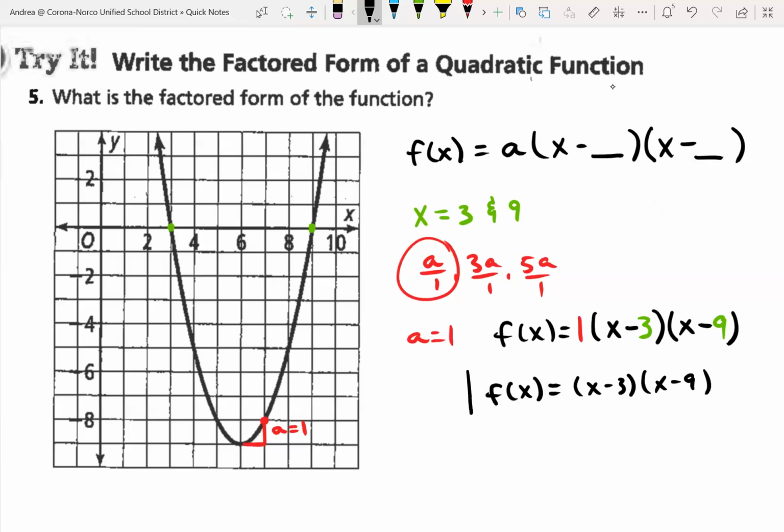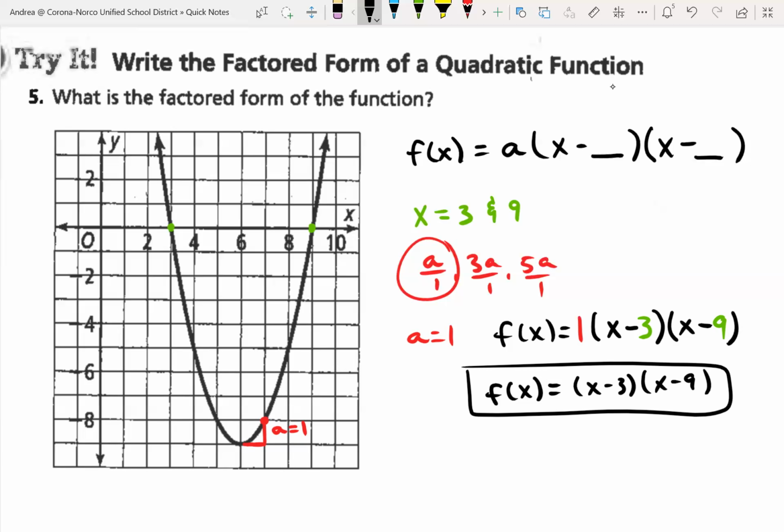And it doesn't matter which order I put these in. If I switch the 9 and the 3, it'd be the same answer. It's always minus. It's opposite sign. So if you have a negative x-intercept, when you plug it in, it becomes a positive. Remember, those parentheses are always opposite signs. Okay. See that pattern. Any questions over that?